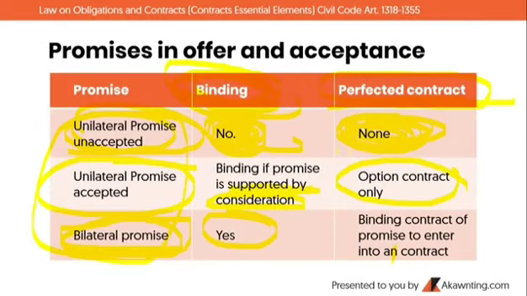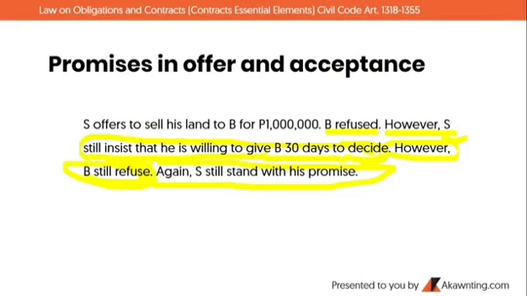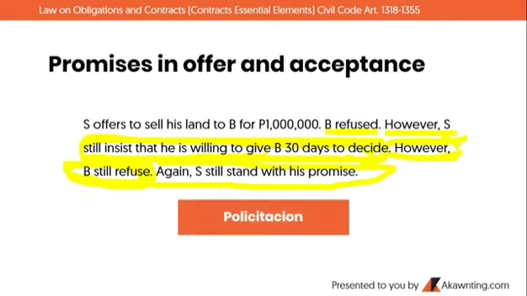This is a unilateral promise that is not accepted by the other party. Ito yung unilateral promise, ito naman yung instance ng hindi pag-accept. Still refuse. So, this is also called policitasyon. In this case, there will be no instance wherein mababind. Kahit sino sa kanila hindi pwedeng mabind in a policitasyon.